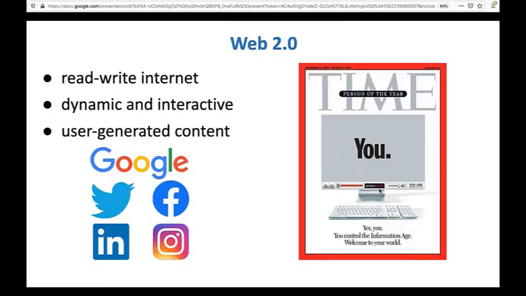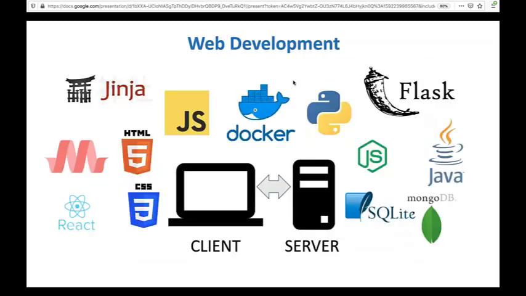Around 2006 and afterwards came Web 2.0, called the read and write internet. It is dynamic and interactive, and there's lots of user-generated content. Databases are already being used, and the focus is more on the user. Time magazine named "You" the person of the year in their December 2006 issue.